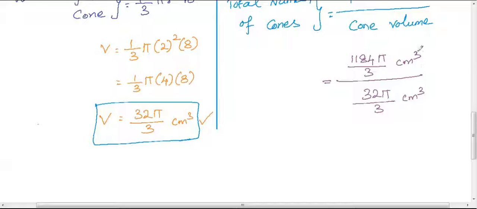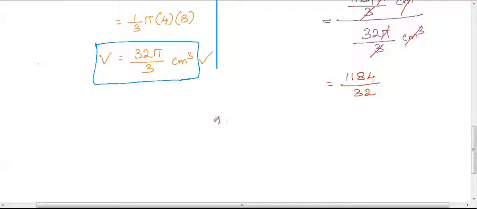If we simplify this, the 3 and 3 cancel out and pi cancels out, so we just have 1184 divided by 32, which is 37. So we can conclude that the total number of cones is 37.